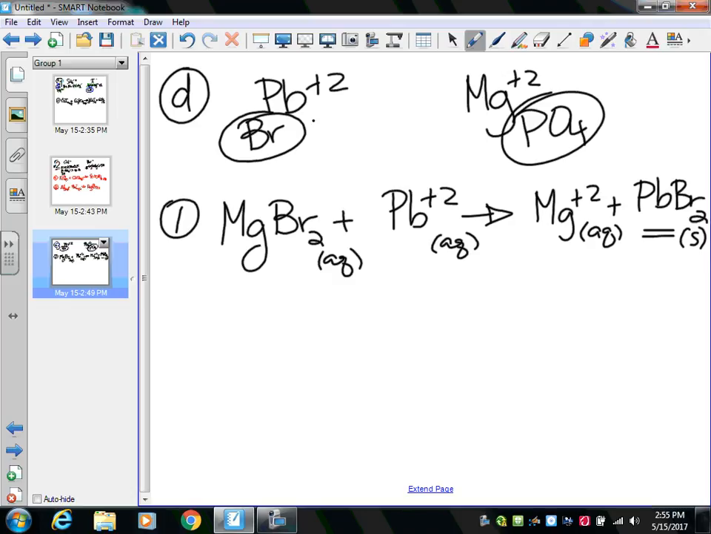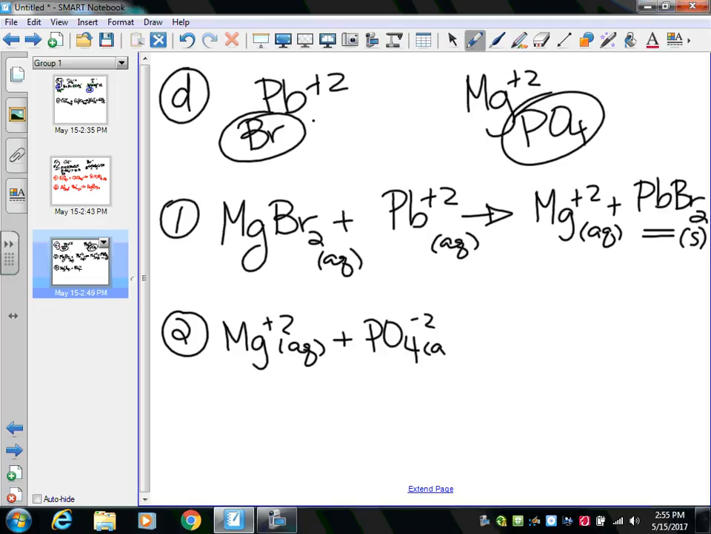So I'm going to do my step 2. What do I have left over? Well, I have my magnesium sitting in there, right? So I'm going to have my magnesium, an aqueous substance, and then this time I want it with my phosphate, because that's what I'm going to add to it. And -2, -3.